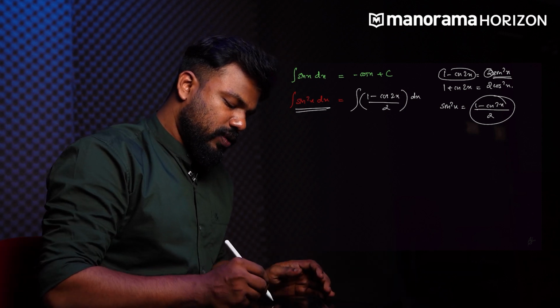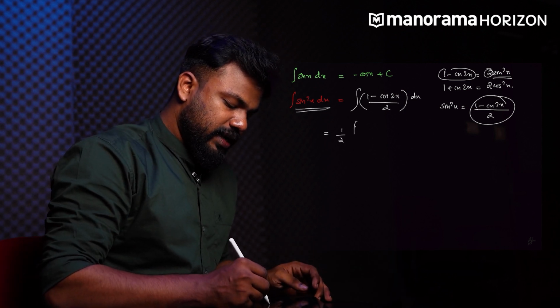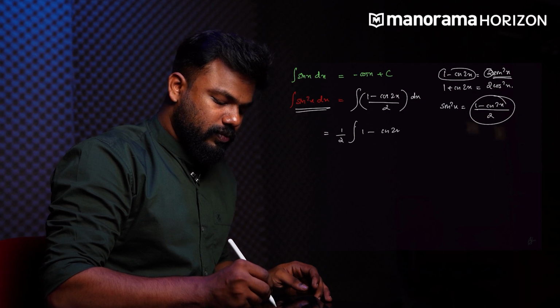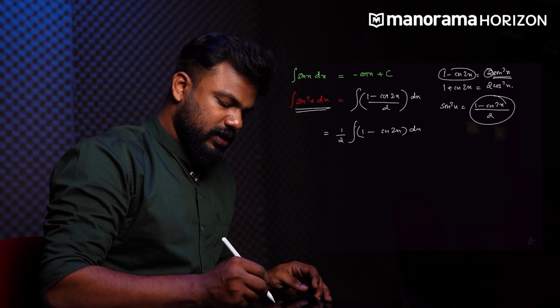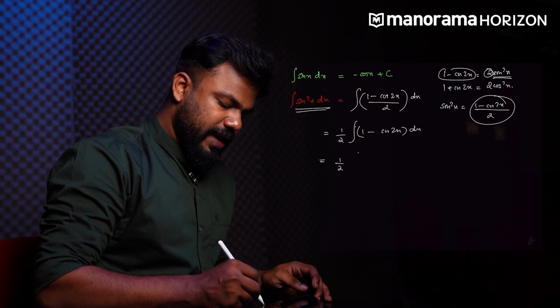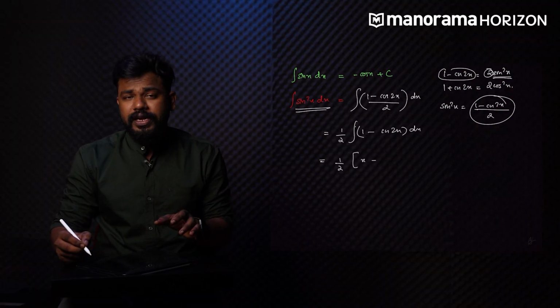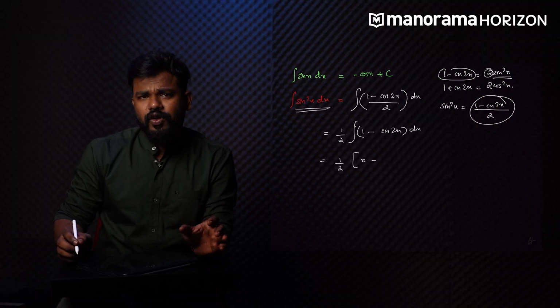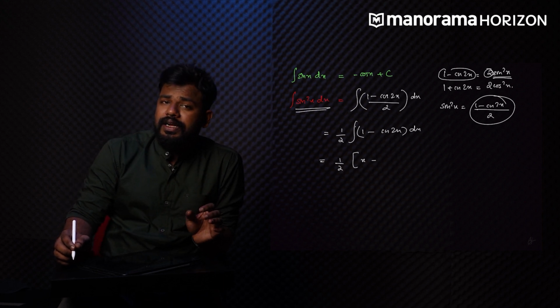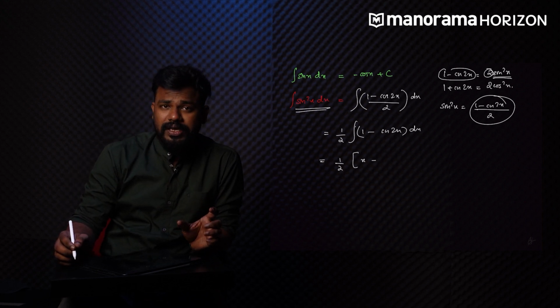Now I can take this 2 outside. I will be getting 1 by 2 integral 1 minus cos 2x dx. And what is the integral of 1? It will be x minus what will be the integral of cos 2x? What will be the integral of cos x? It will be sin x. So what will be the integral of cos 2x? It will be sin 2x.